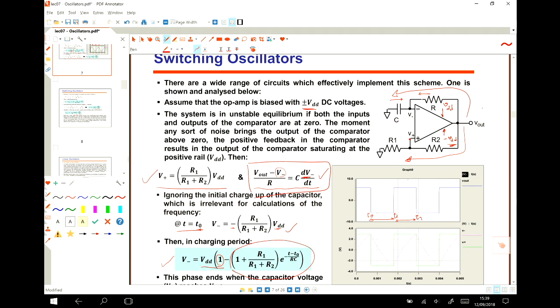So two phases. The first phase is the charging of the capacitor. And then when the voltage of the capacitor reaches the voltage at the positive, then the situation of this op amp is changing. I mean, the output of the op amp changing, and then the discharging period starts. Okay?